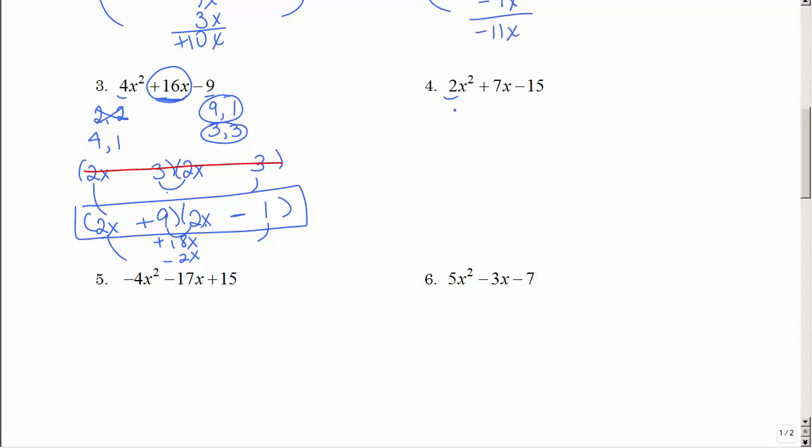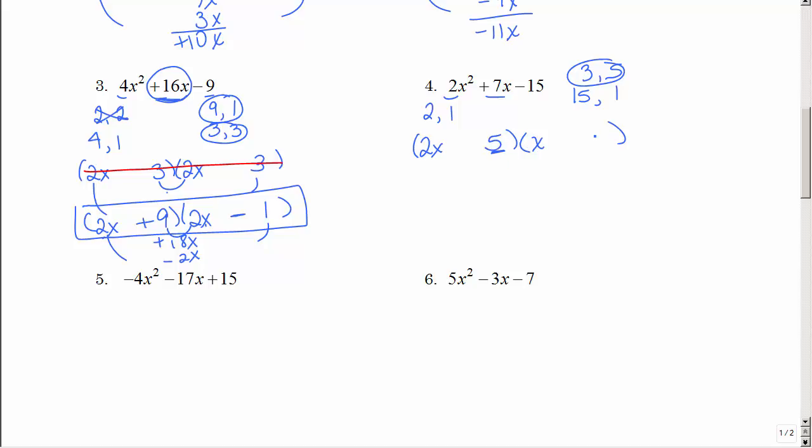Let's look at this one. Well, thank goodness we only have one choice for 2. But 15, we have 3 and 5 or 15 and 1. So again, since my middle number is kind of small, I'm going to stick with the small choices first. Sometimes that doesn't work, but that's what I'm going to try. And the 3 and the 5, well, I could put the 3 or the 5 here because they don't have anything common with the 2. Just going to have to try it.